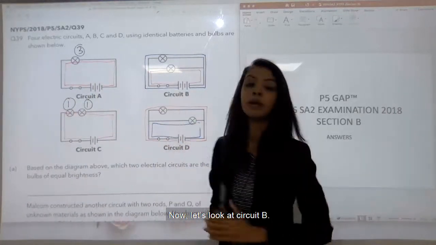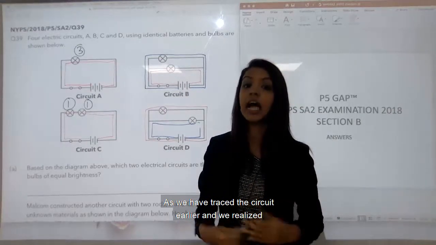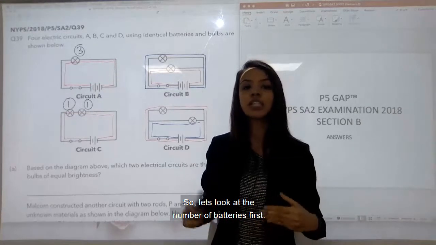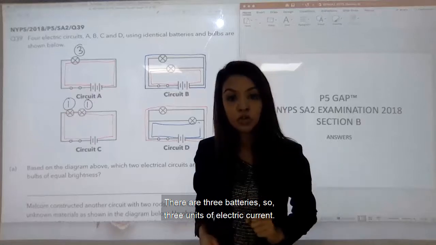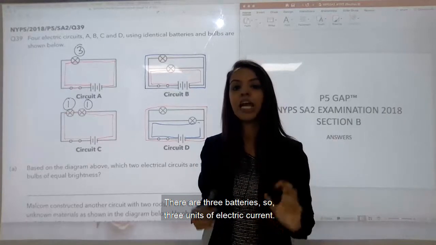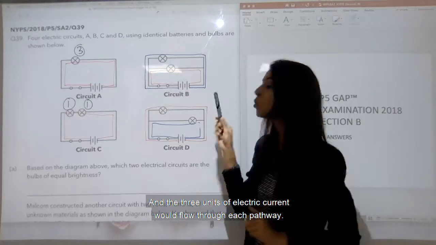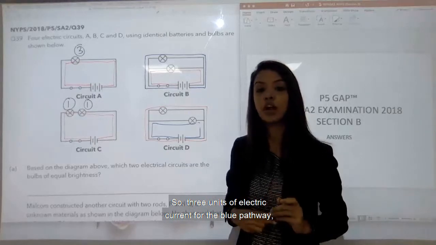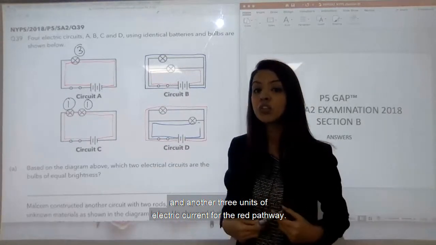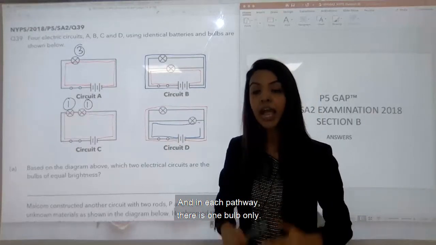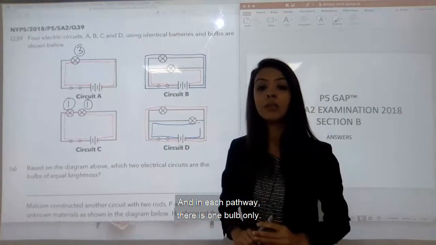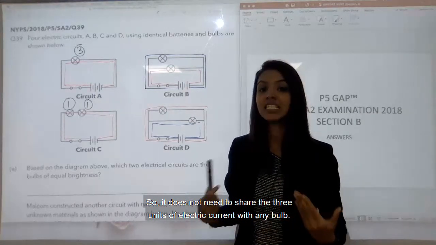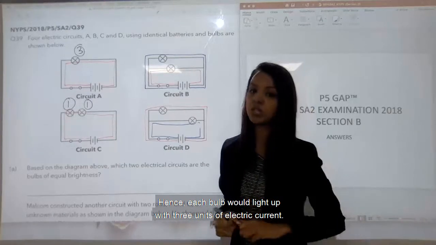Now, let's look at circuit B. As we have traced the circuit earlier, we realized that there are 2 possible pathways in this circuit. So let's look at the number of batteries first. There are 3 batteries, so 3 units of electric current. And the 3 units of electric current would flow through each pathway. So 3 units of electric current for the blue pathway and another 3 units of electric current for the red pathway. And in each pathway there is 1 bulb only. So it does not need to share the 3 units of electric current with any bulb.